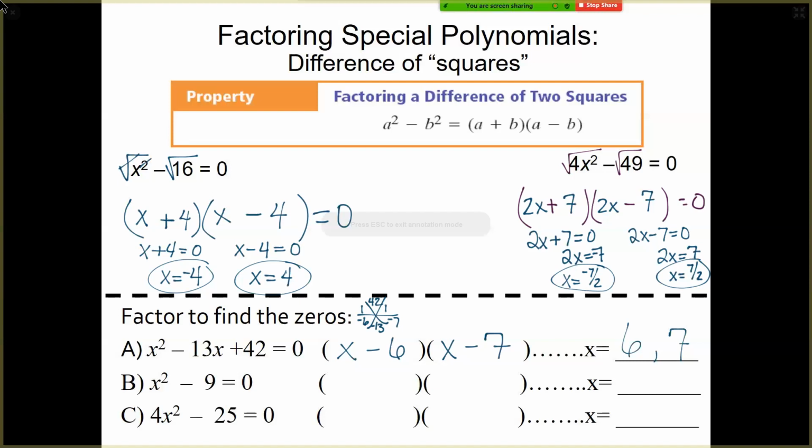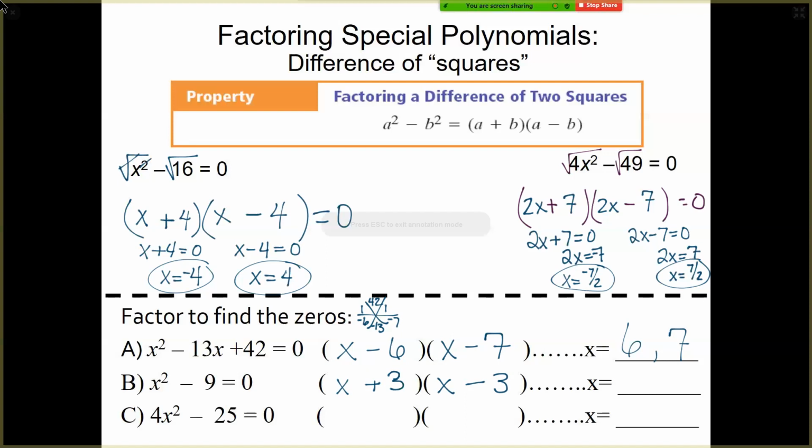Letter B, x squared minus 9 equals 0. How should you factor this? A difference of squares. So they're both perfect squares. You have a minus sign in the middle. Square root of x squared is just x. So x is going to go first in both your parentheses. You know you're going to have one positive and one negative sign in your parentheses. And then the square root of 9 is 3. So you're going to have x plus 3 and x minus 3 as your two factors.